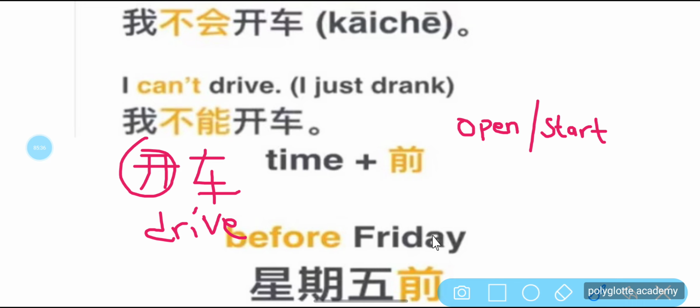It can also mean to start. And che, which means a car, a vehicle. And kaiche, in this case, means to drive. To start a car, to start the car's engine, means to drive. So that is it.